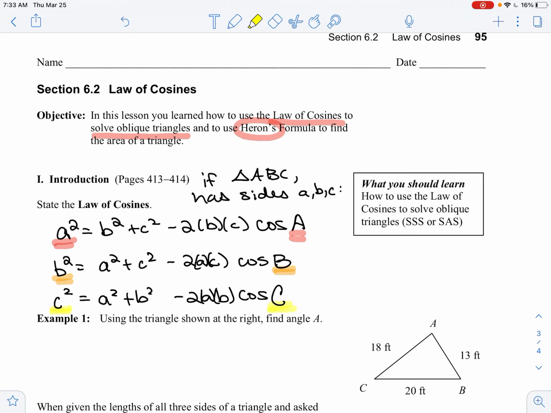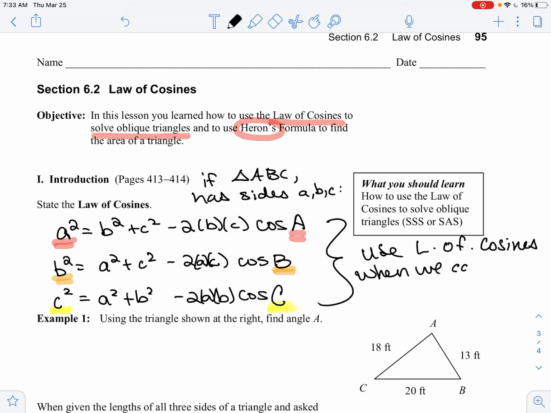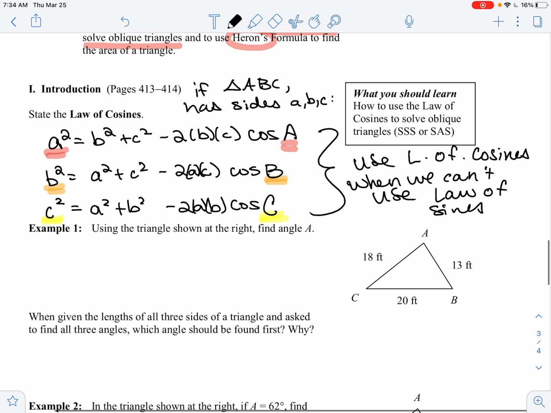Keep in mind, we're going to use the law of cosines when we can't use the law of sines. And remember, we can use the law of sines when we have a given angle opposite a given side. When we use the law of cosines, we will not have that case. I'll show you what that looks like in just a minute.